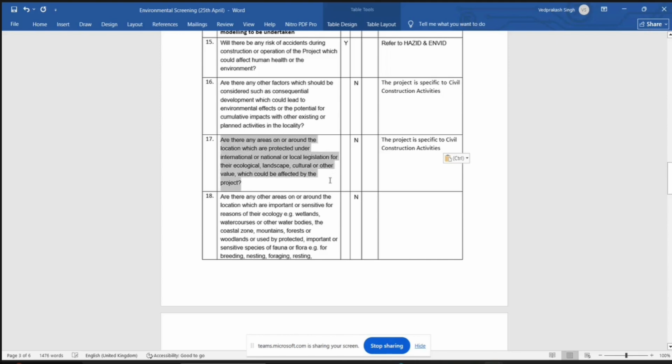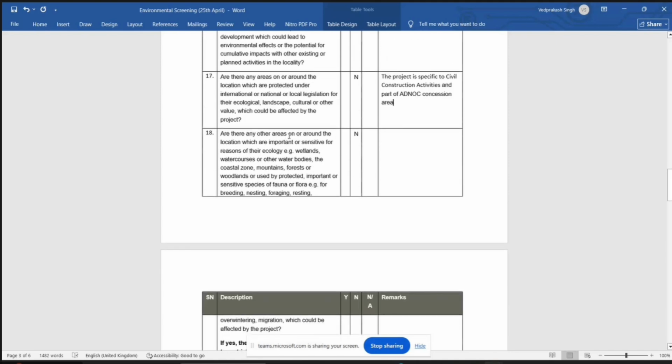No, that's why we have to know, it is because we are in the concession area. In the concession area, there is actually no protected area. Part of the concession area, right? Are there any sensitive areas around the location? No.